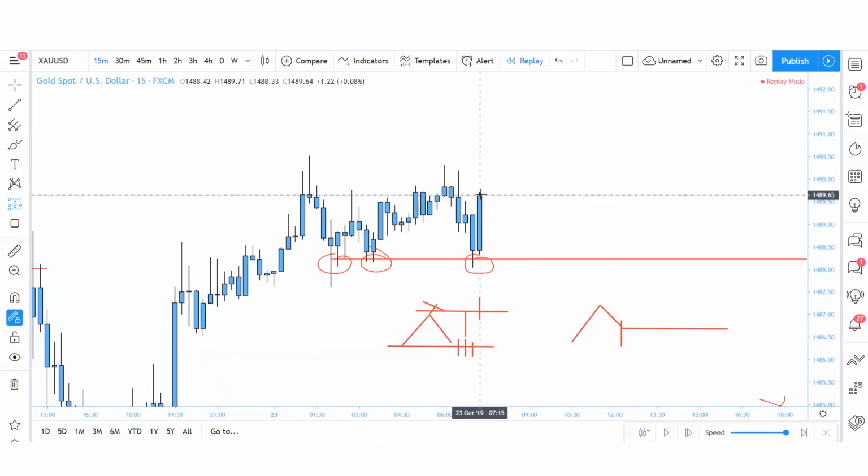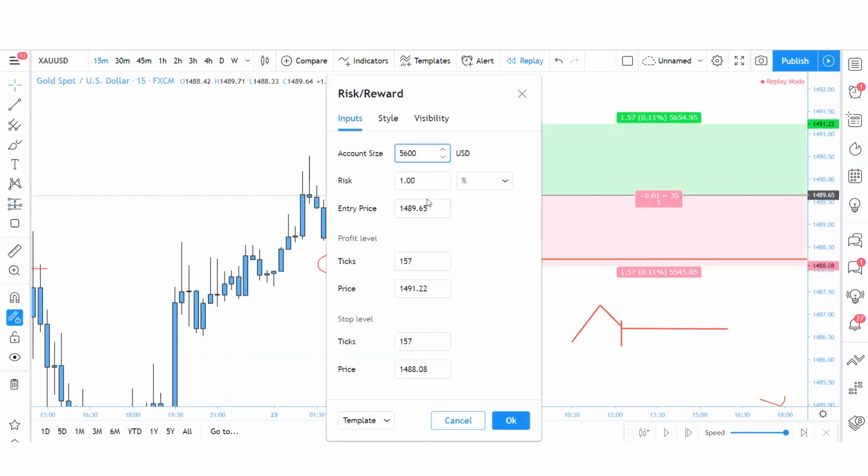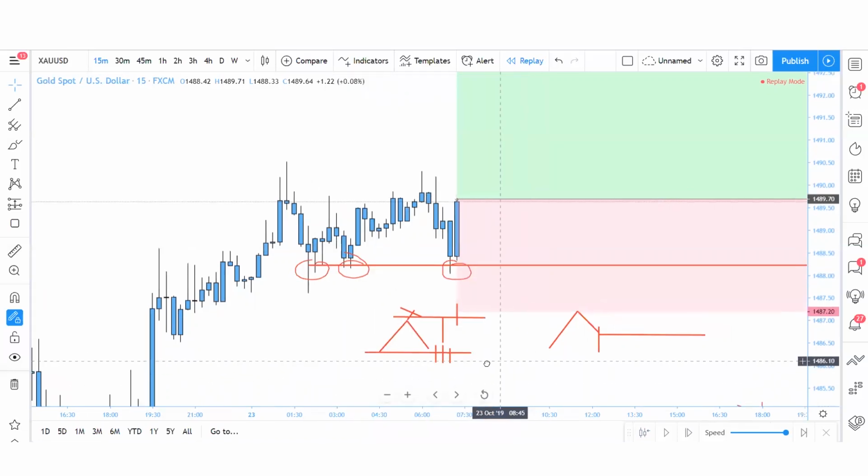So I took the buy immediately after the close of this candle. My entry on this pair was at 1489.7. My stop loss on this trade was at 1494.7. And my take profit on this pair was at 1487.2. So it was a 50 pip target with a 25 pip stop loss. So my risk to reward ratio on this trade was 1-2.